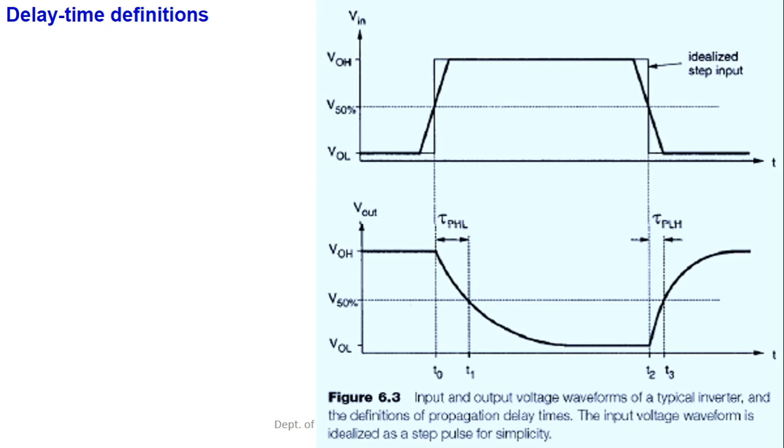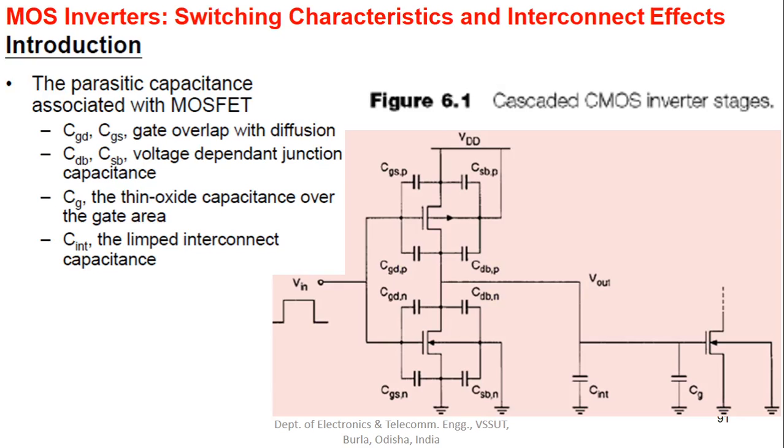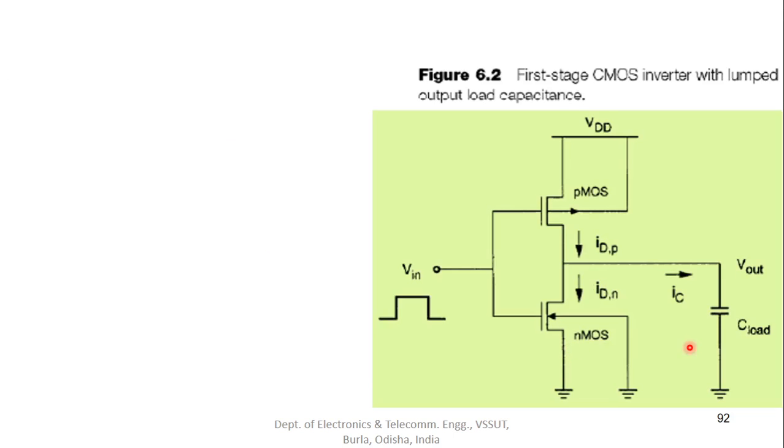Okay, so till now we had seen the delay time definitions. We started this topic, and we saw the various associated capacitances that we take into account, and how we combine all those capacitances and then connect a single lumped capacitance, called the load capacitance, at the output terminal of the inverter.